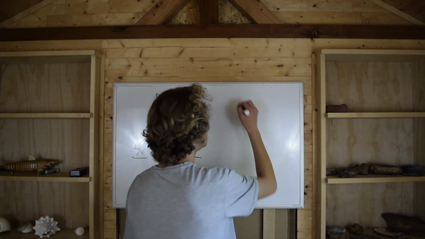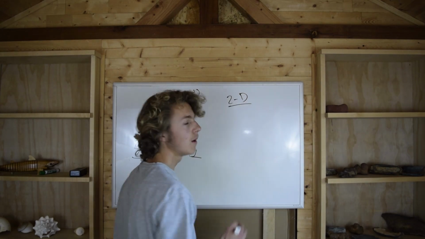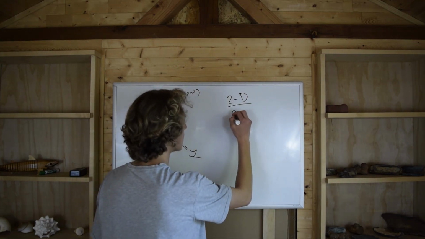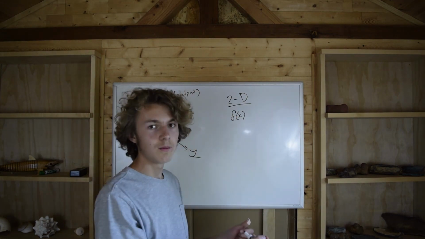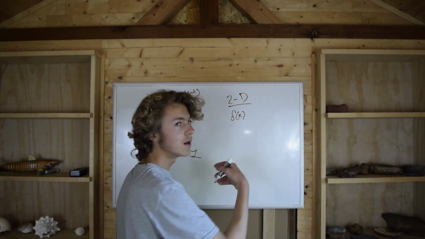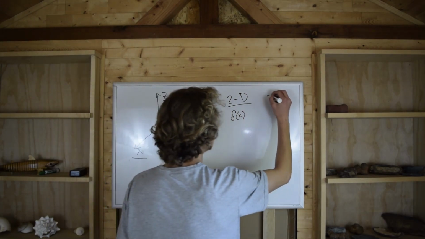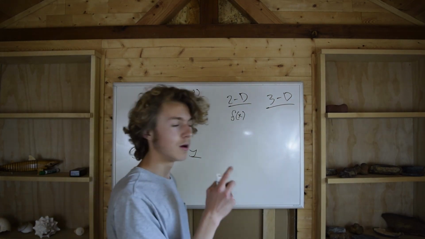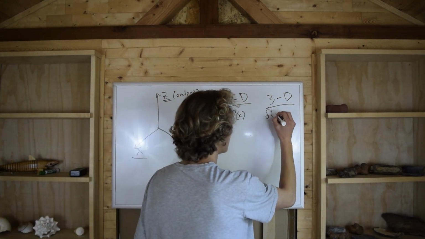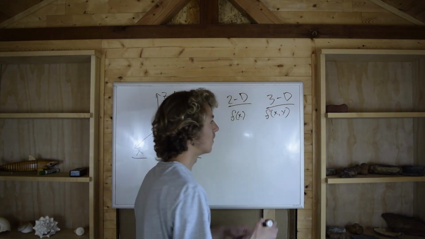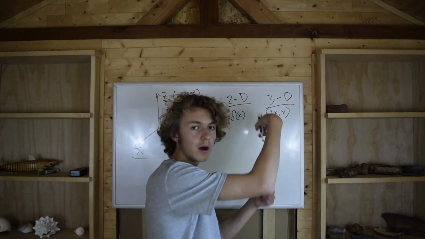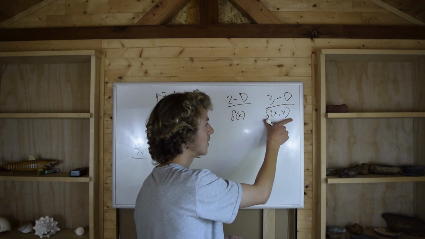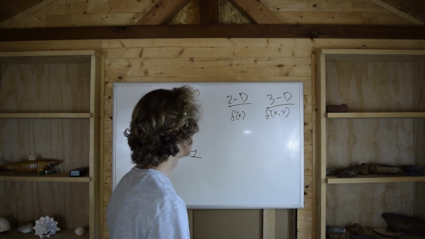And so in two dimensions, we have some function of x, where x is our input and f of x or y is our output. Whereas in 3 dimensions, now we have both x and y as inputs, and so our function is f of x and y. We plug both x and y into our function, and we spit out a z value.